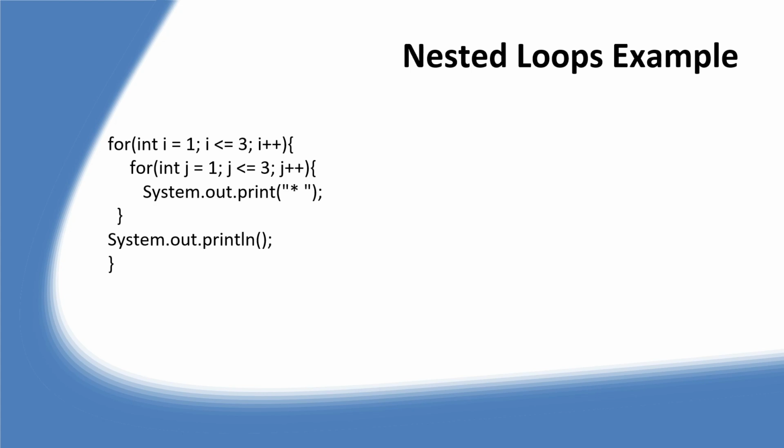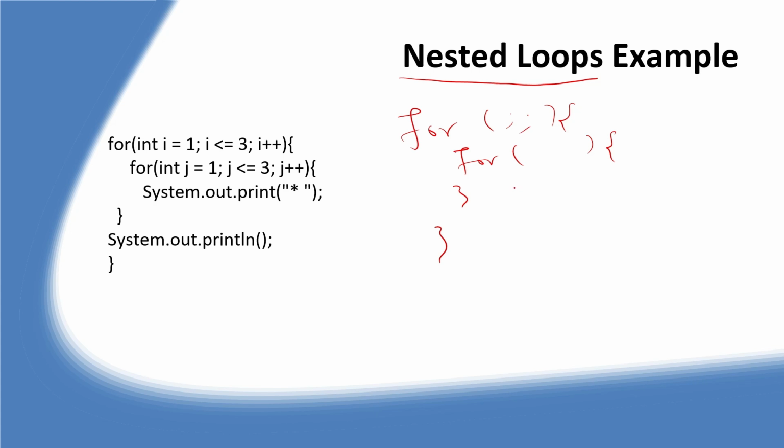So what are nested loops? A nested loop is simply a loop placed inside another loop. So, let's say we have a for loop with some conditions and increment, and inside the for loop we have another for loop. So, this is the syntax of nested loops.